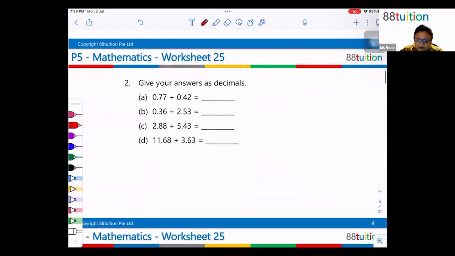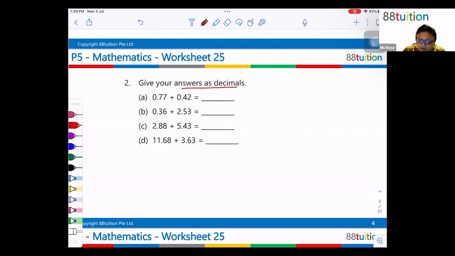Okay, let's take a look at question number 2. You're supposed to give your answers as decimals. So this one is where manually you're supposed to calculate without using your calculator. So this is pretty straightforward. So without the calculator, why do we have this exercise if we ask you to use a calculator? The purpose is to make sure that you don't use your calculator so that you know what to do when you're sitting for your paper 1.